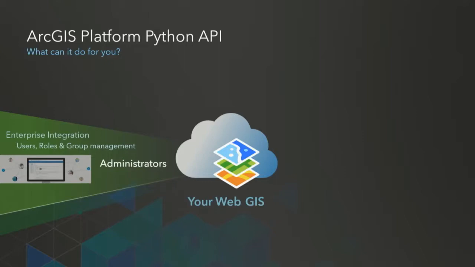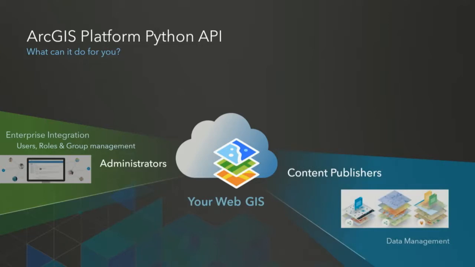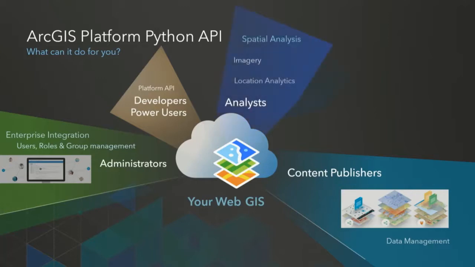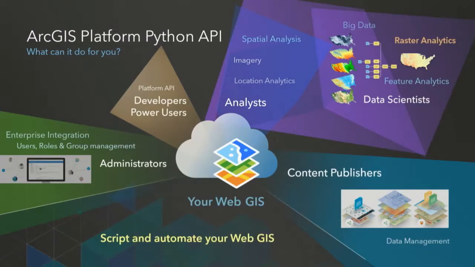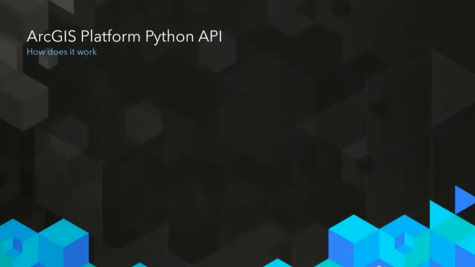Basically, for administrators, it lets you manage your users, groups, and roles. For content publishers, you can create web maps and web scenes and web layers, and you can group them and you can share them. As a developer or as a power user, you get access to the full platform API through this Python API. And of course, if you're an analyst, you get access to spatial analysis, imagery. You also get access to location analytics. And if you're an analyst who thinks of yourself as a data scientist, you have access to all of the big data geoanalytics that you saw earlier today. So it's a very powerful API that we are building.